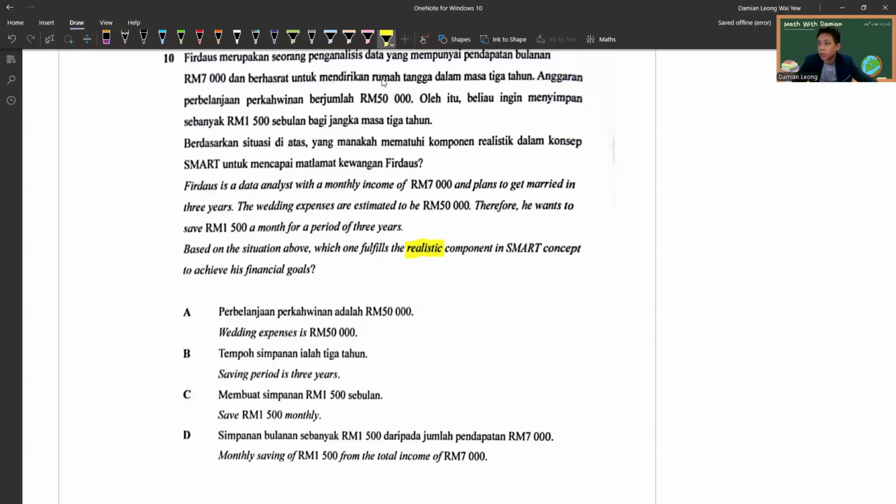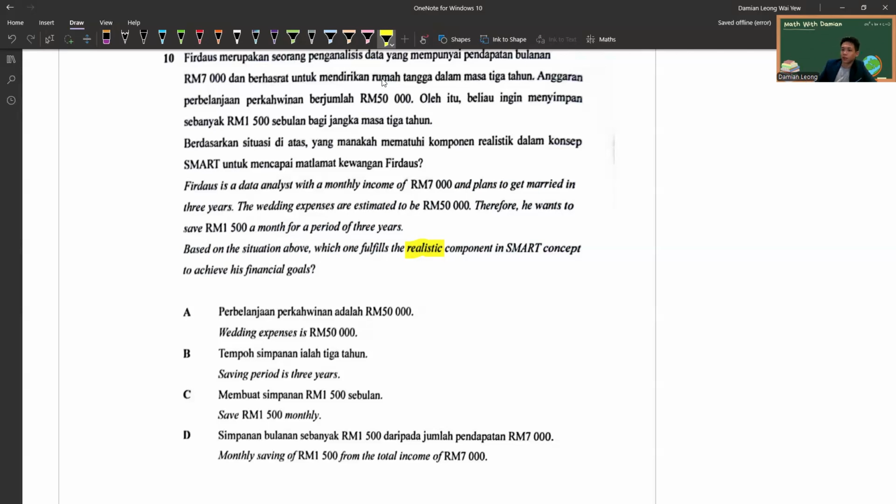So the expenses of 50,000 is just specific. That's the S component. Saving period is 3 years. That's the time component. Saving 1,500 ringgit monthly is just how much he needs to save. Monthly savings of 1,500 from a total income of 7,000 ringgit.